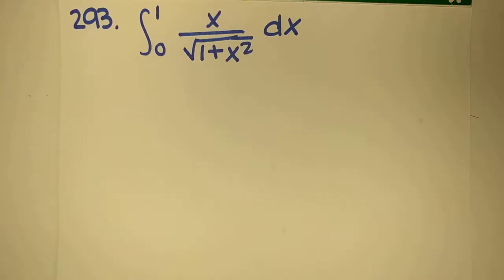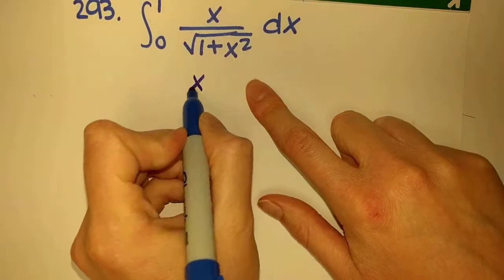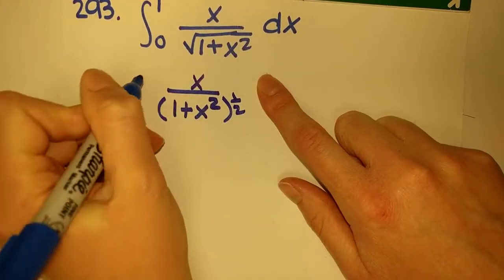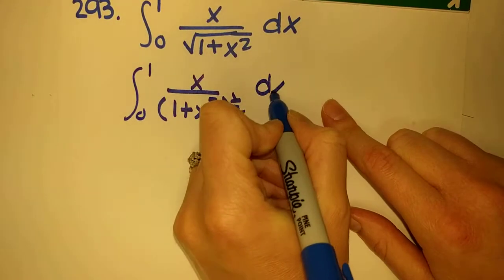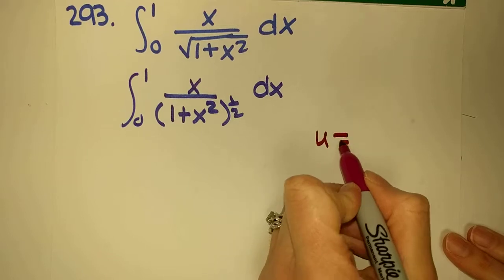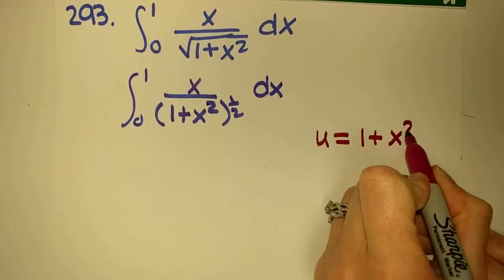So first step is to rewrite the radical. So I would have x, and then I would have 1 plus x squared to the 1/2 power, integrating from 0 to 1 dx. Now, once I rewrite that radical, I see parentheses, so I think about u substitution. So my u is going to be 1 plus x squared.